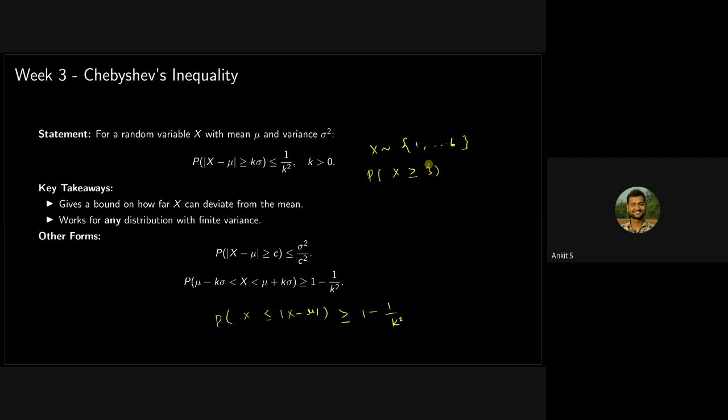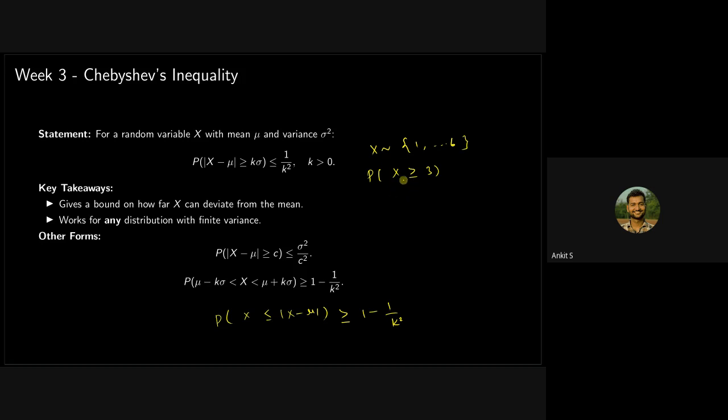But in other cases, you may not be able to calculate it easily, because in this case it is a uniform distribution and very simple. It has a very simple sample space, so you can calculate it very easily. But in other cases, you won't be able to do it. So in those cases, you will have to use Chebyshev's inequality. Let's apply it here. How will you apply it here?